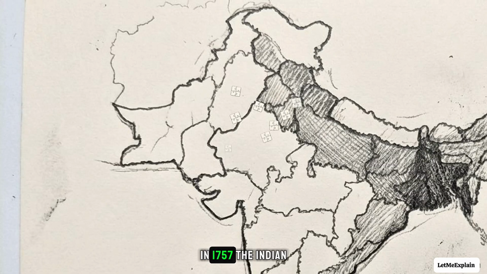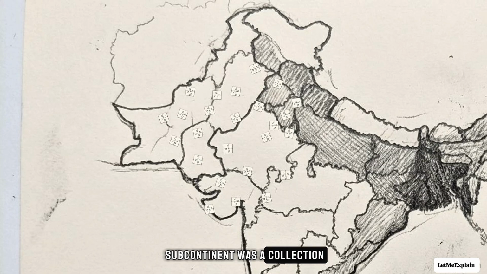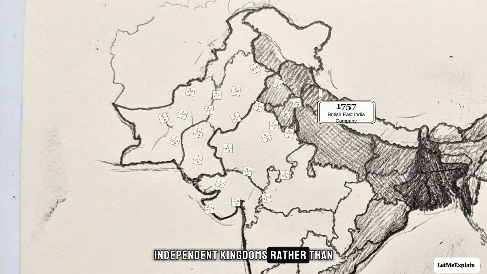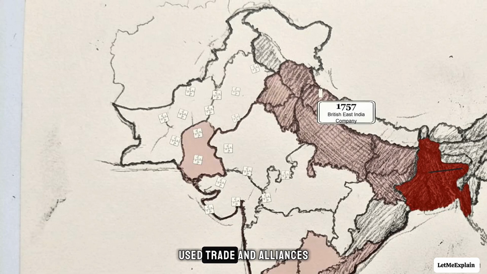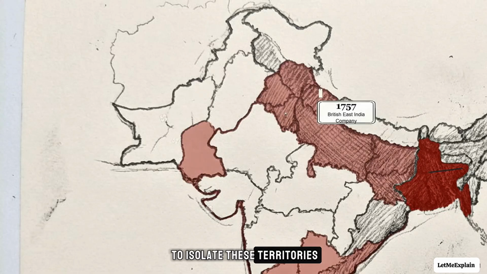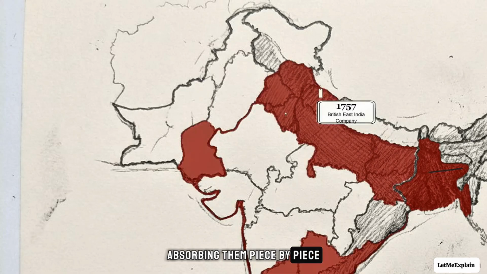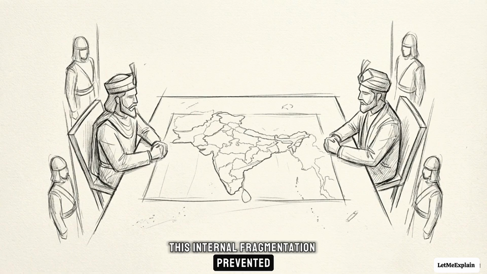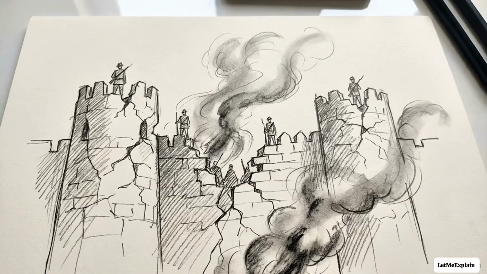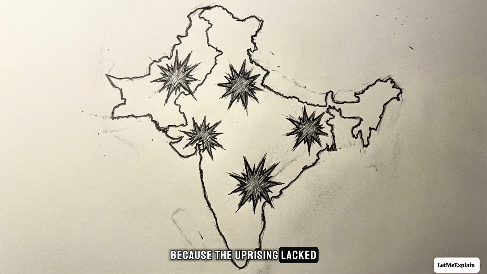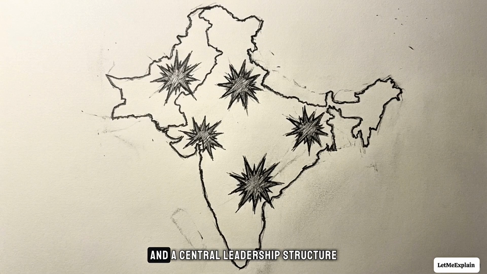In 1757, the Indian subcontinent was a collection of fractured independent kingdoms rather than a single unified state. The British East India Company used trade and alliances to isolate these territories, absorbing them piece by piece. This internal fragmentation prevented a unified defense, allowing the British to establish control that would take nearly 2 centuries to dismantle. The Revolt of 1857 failed to end British rule because the uprising lacked subcontinent-wide coordination and a central leadership structure.